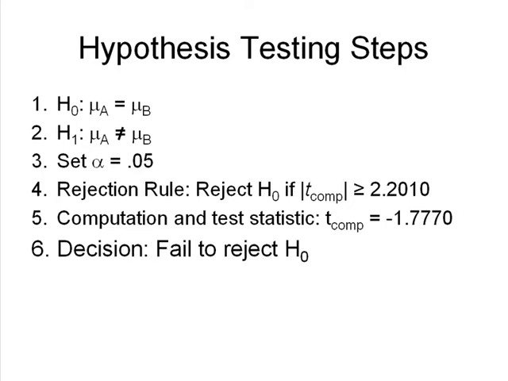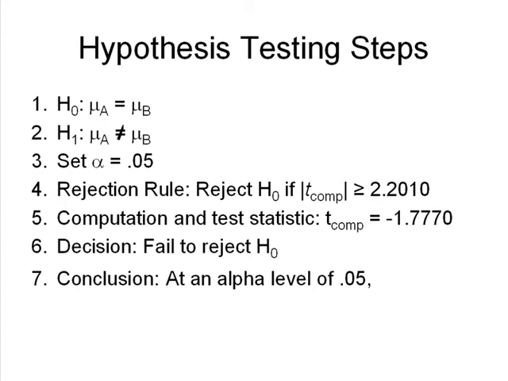Now comes the most difficult part of the whole thing, probably for most students, and that's to write a good APA conclusion. And a good APA conclusion always starts the same way whether or not you reject the H0. It always starts out by stating your alpha. So here we would say step 7, conclusion, at an alpha level of 0.05. They always start out that way.